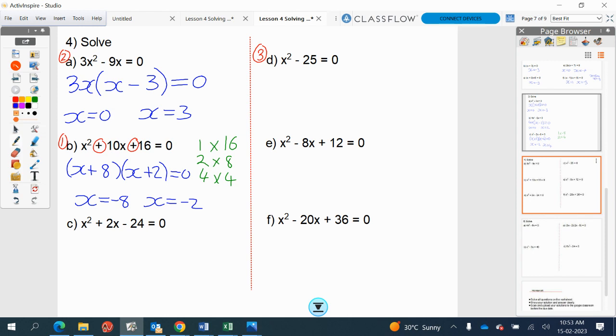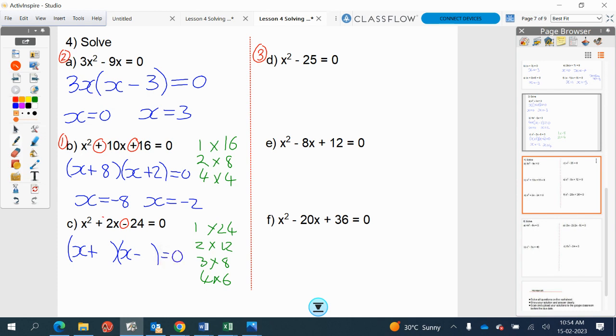So we have another trinomial in C, x squared plus 2x minus 24. We start off with our factors of 24. 1 times 24, 2 times 12, 3 times 8, 4 times 6. Now we look at the signs. This sign here being negative tells us that both the signs are different. So we can write up straight away x plus something, x minus something is equal to 0.